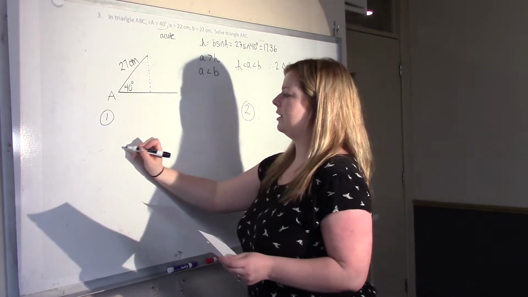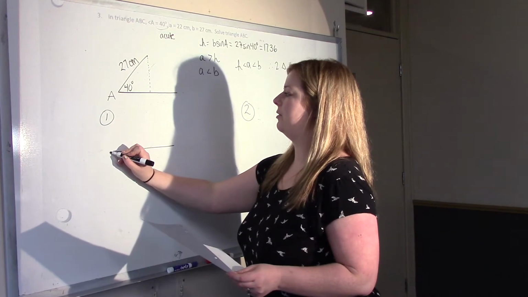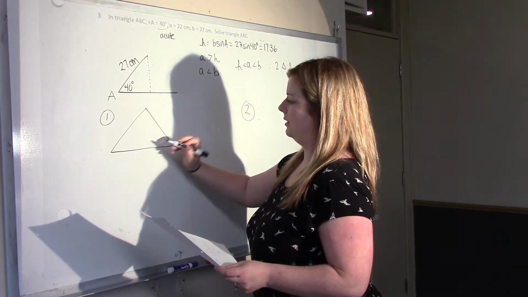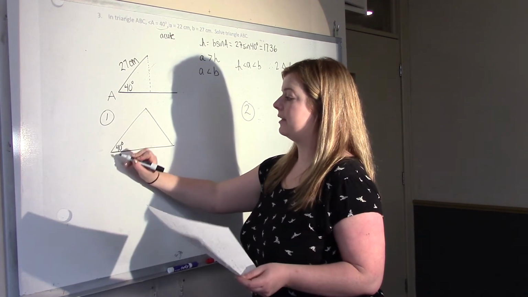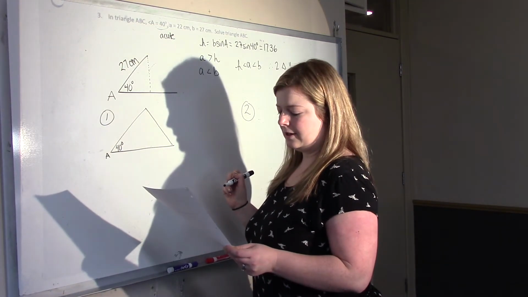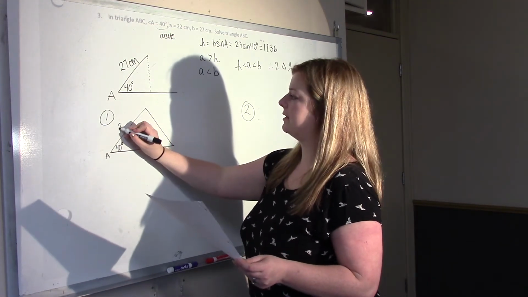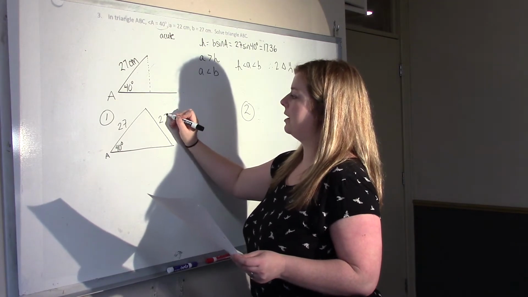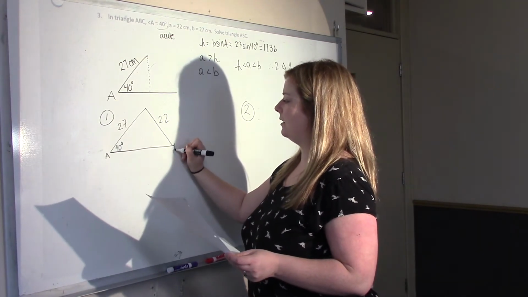In the first triangle here, we have 40. We're going to do the acute one first. We're given that this is 40. This is 27, and this is 22, and we're assuming that it meets here.